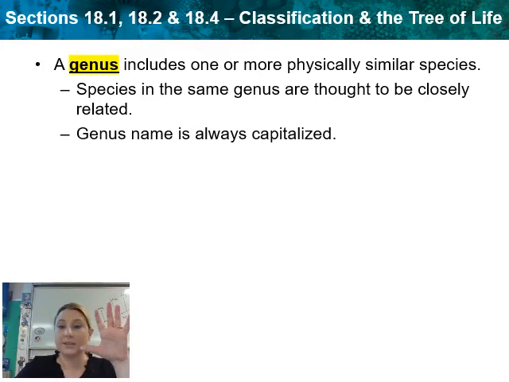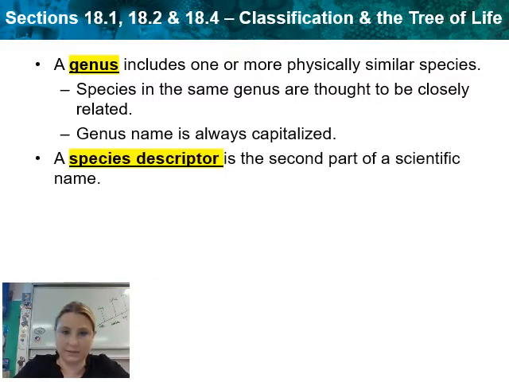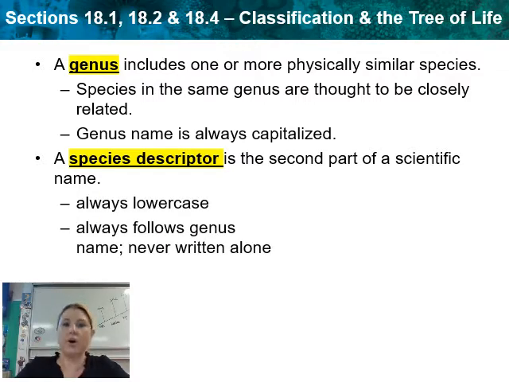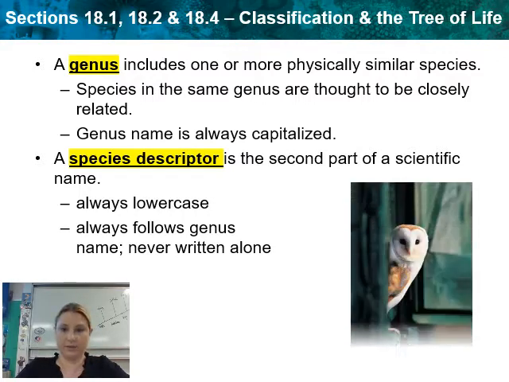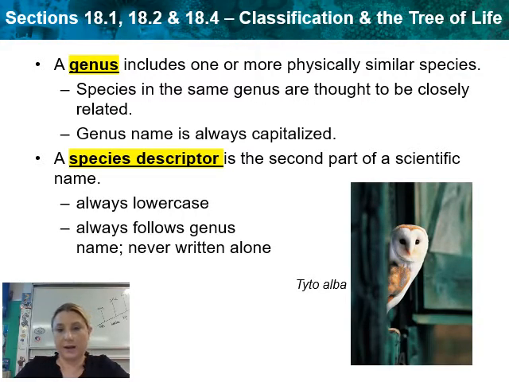When we're talking about the scientific name, the genus part, which is the first part of the name, is always capitalized. The species descriptor is the second part of the name. It's always written in lowercase, and it always follows the genus name. It's never written alone. So if you look at this little barn owl that I have over there, his scientific name is Tyto alba. That first part, Tyto, you can see the capital T, that's his genus, so that T needs to be capital. His second part, the species descriptor, is alba, it's lowercase. Both parts of the name are written in italics, that's important.